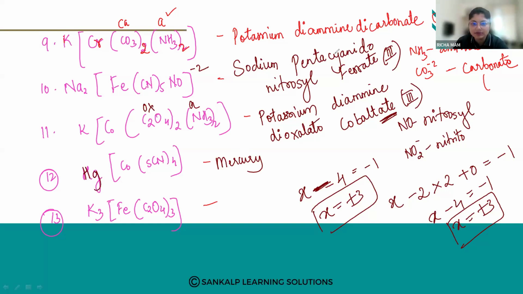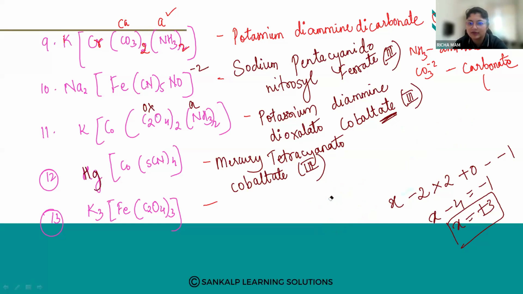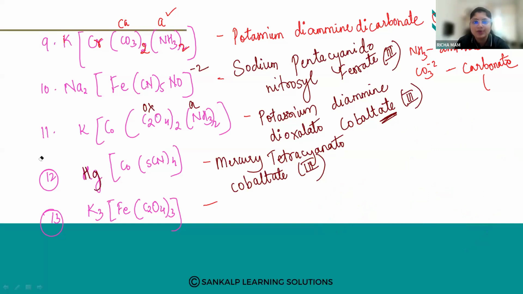And yes. Okay. So mercury tetracyanato. Okay. Tetracyanato cobaltate 3. Very good. Okay. Last one. We are left with last one. I hope you are writing down this. Yes, mercury tetracyanato, not cyanido, cyanato. Okay, cyanato, cobaltate 3. Yes.